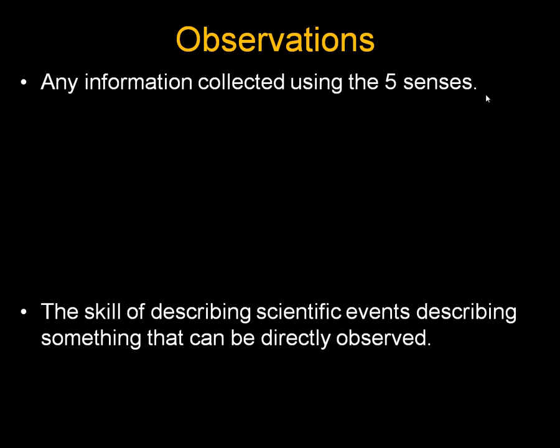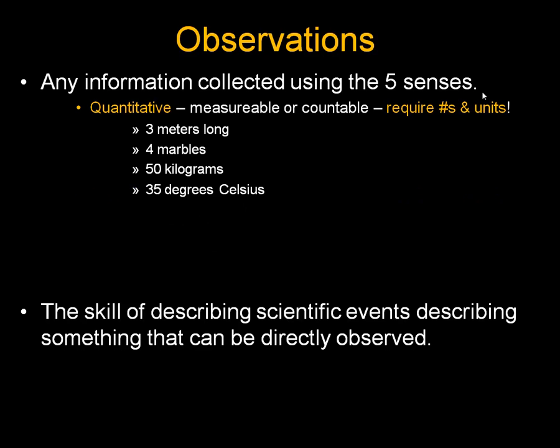First thing, I have to show them what an observation is. This is any information you can collect using your five senses. Things like seeing, hearing, smelling, tasting, touching. You can do these quantitatively, where you actually assign a number and a unit to them. Things like 3 meters long, or it holds 4 marbles, or it has a mass of 50 kilograms, or a temperature of 35 degrees Celsius. These do require numbers as well as units.